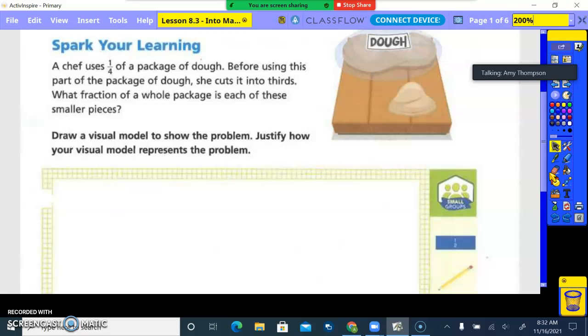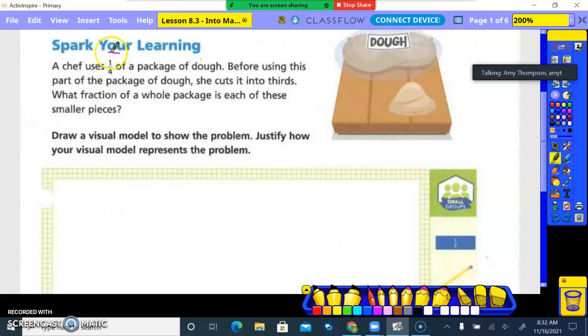Okay, so what do we need to circle for our information? 1/4. So 1/4, and then she cuts it into thirds. Okay, so we're going to draw. We've kind of done this before, right, guys? When we've done a previous lesson. So we have one whole.